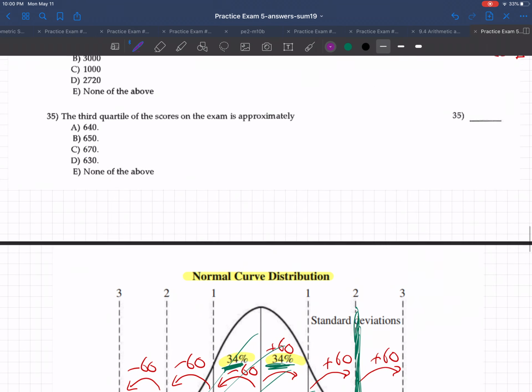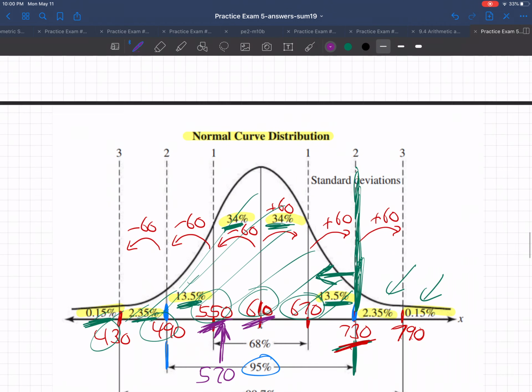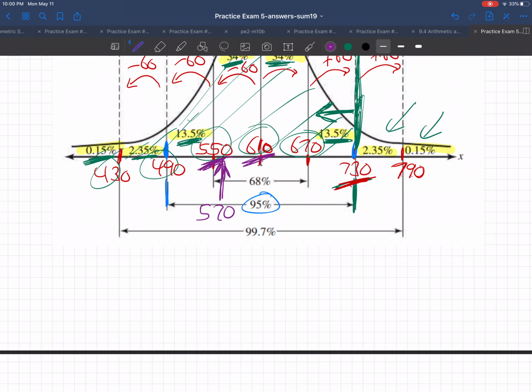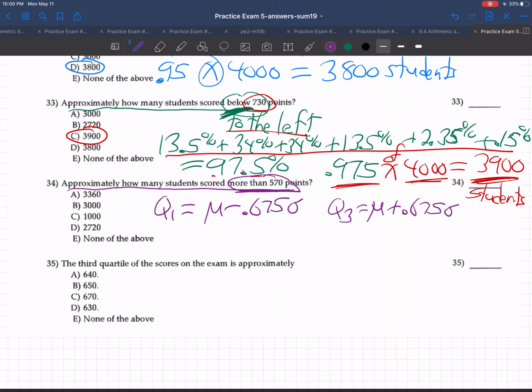Well, this is the trick you need to know. Remember that we had 2 special formulas. We had Q1 and Q3. Whenever they give you some number that's not in your chart, it's got to be one of those. Remember this, so you want to have these on your note card, on your notes for the exam. The Q1 formula was mu minus 0.675 sigma. And the Q3 formula was mu plus 0.675 sigma.